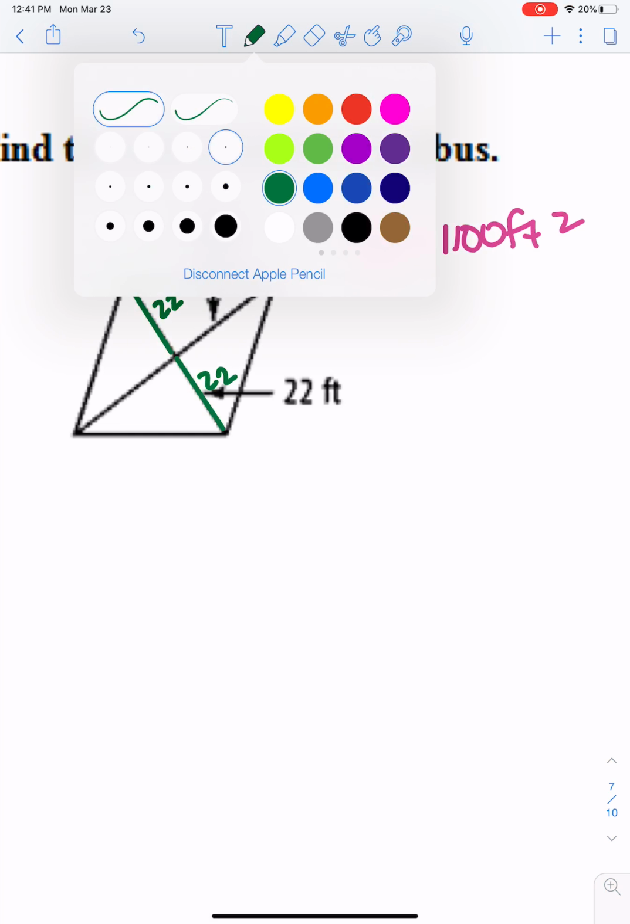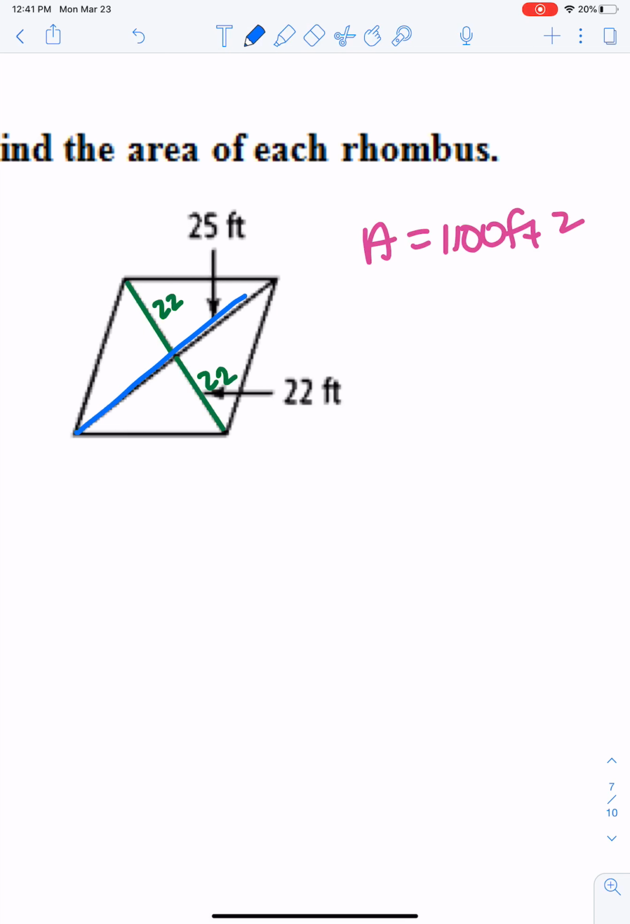It's been a while. So if this is 25, so is this. It was a property that said if you cut the rhombus, the diagonals bisect each other. I don't know if you remember that. It was earlier this year. It was around Spirit Week time.